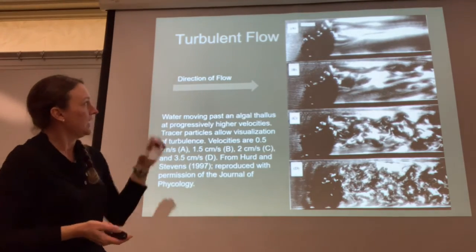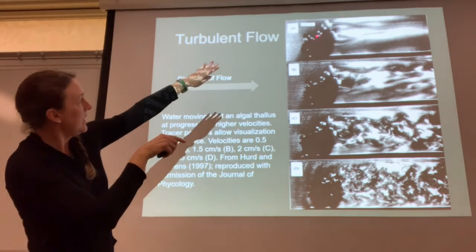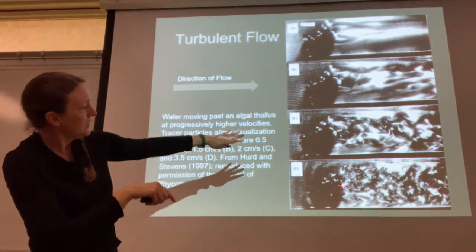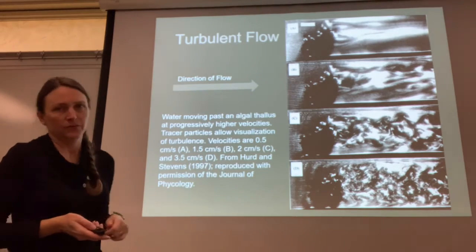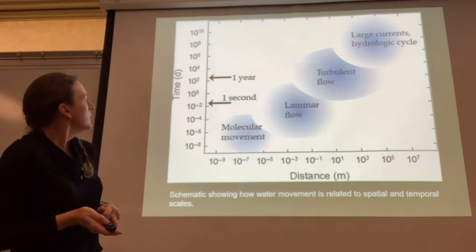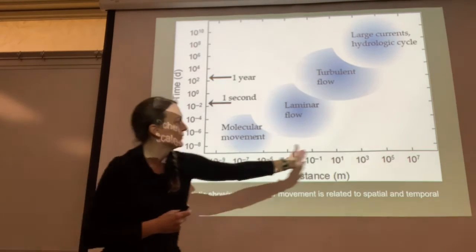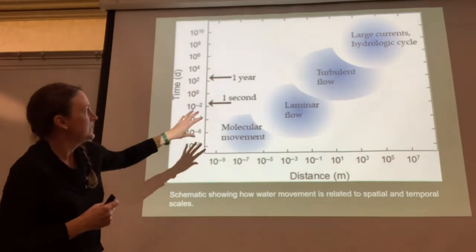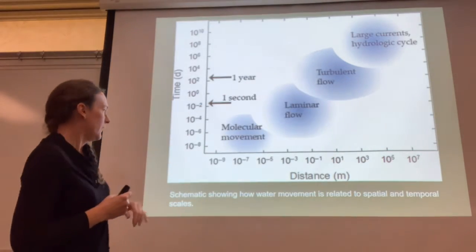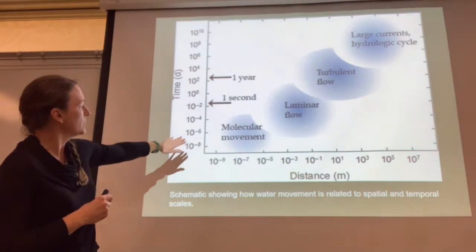Here's a picture showing images from a flow chamber. You can see that as the flows increase, you increase this turbulence at different velocities. So over time and through space, we get different types of flows. And this shows how water movement is related to both temporal and spatial scales.